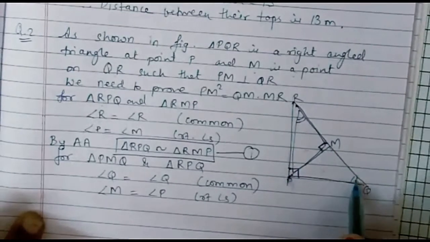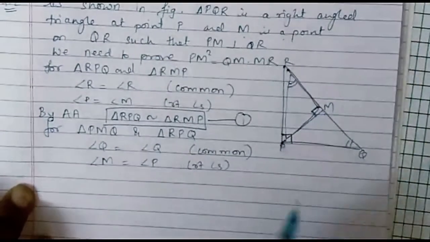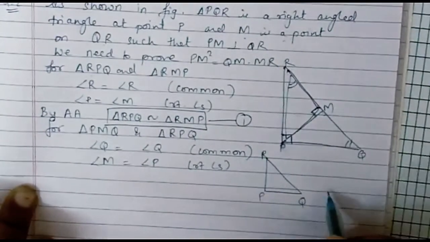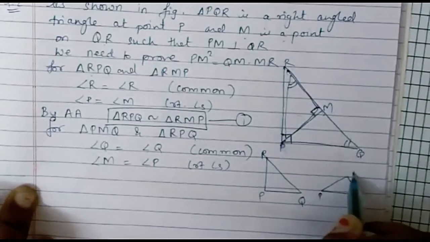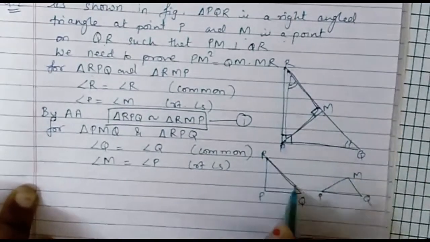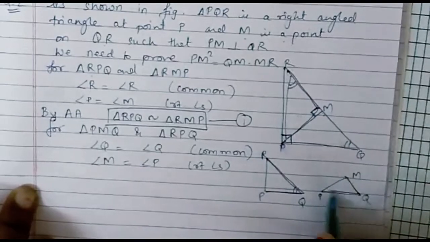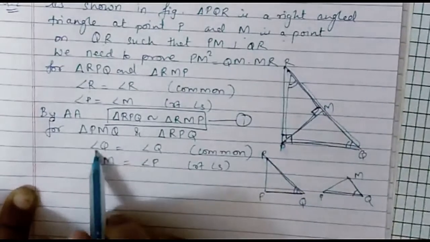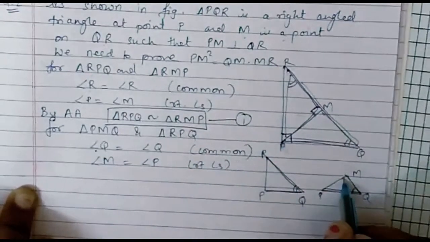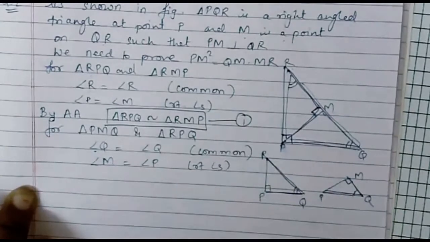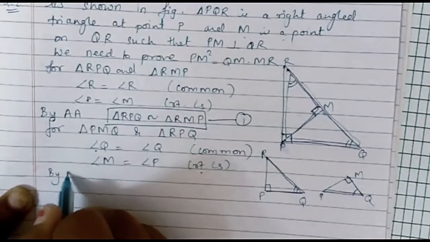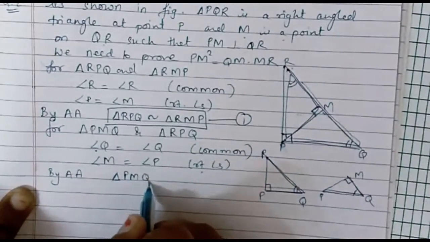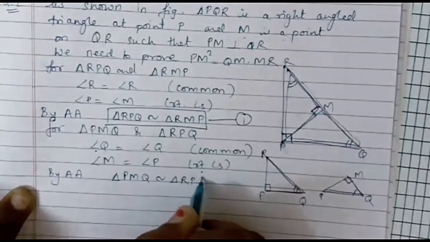Here angle Q will be considered common. If you face any difficulty in understanding, you can again draw such triangles, RPQ and PMQ. You can see here, right? Whether I call it angle RQP or MQP, it represents the same angle. So angle Q is common, and angle M, which was a right angle, and here angle P is a right angle. So by the AA corollary again, we can say that triangle PMQ is similar to triangle RPQ.